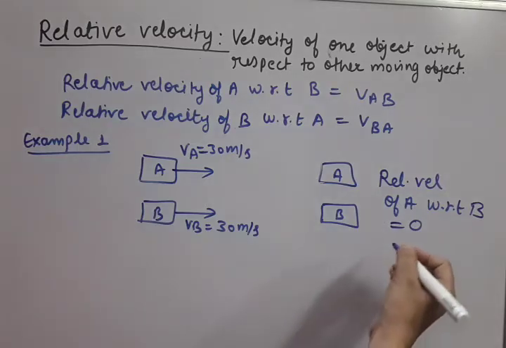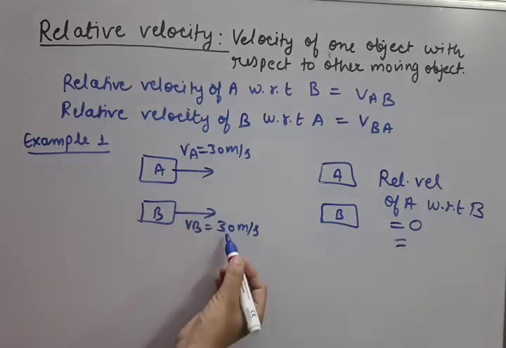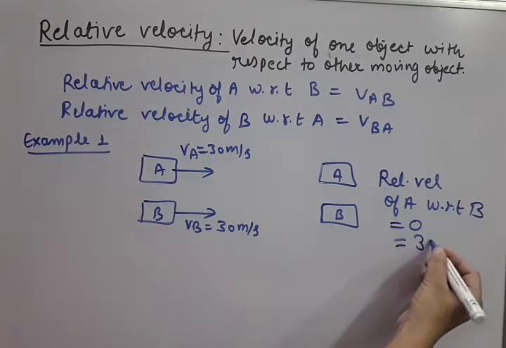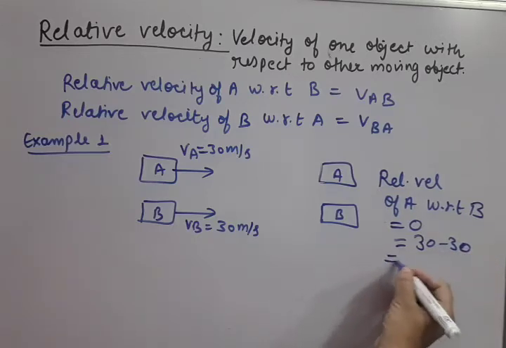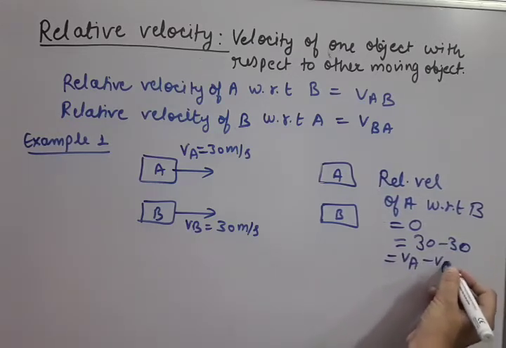Now let us make a formula. How did we get this 0 answer? Because it was 30 and it was also 30. We subtracted them, so the answer came 0. So the formula we can make is like this: VA minus VB, if we do, we will get the answer.